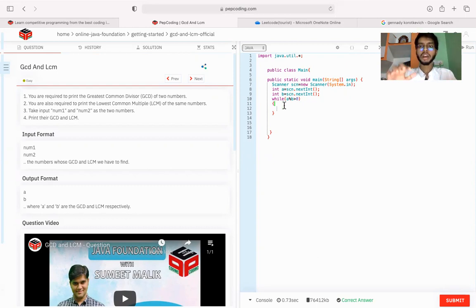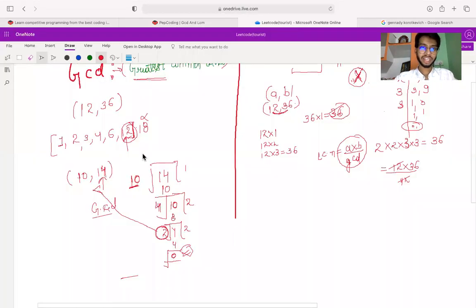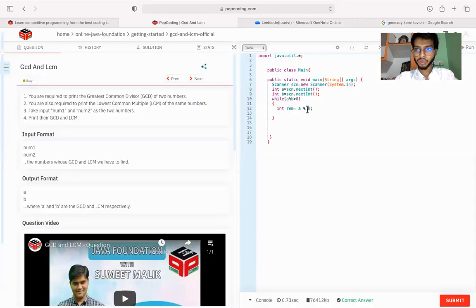Okay, so after doing this, how am I going to find my answer? Firstly I'm going to find the remainder. So how am I going to find the remainder part? I'm just going to divide a with b, and after dividing, it will store the remainder. For example, in this case, if you divide 14 with 10, your remainder will be 4, so your 4 is going to be stored in remainder. And the remainder will now become the divisor. So what does it mean? It becomes the divisor.